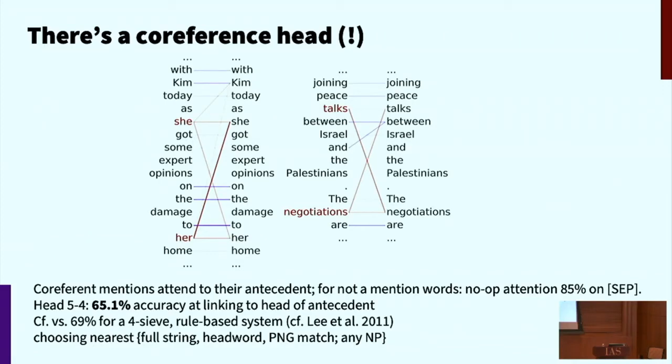It's pointing for co-reference. "Joining peace talks between Israel and the Palestinians," the negotiation is attending back to talks and vice versa. So if you use this head, you don't actually have the world's best co-reference system. We can build better ones, but you actually have a semi-decent baseline co-reference system, and it seems like it's picked out the value of that. So that's pretty cool.